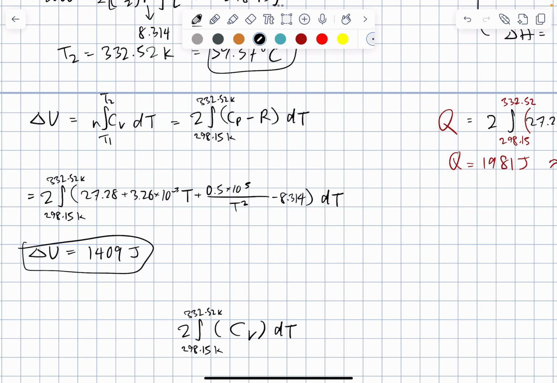Cv is 5 over 2R this time. Oh, wait, sorry. Similar value: 1429 joules.